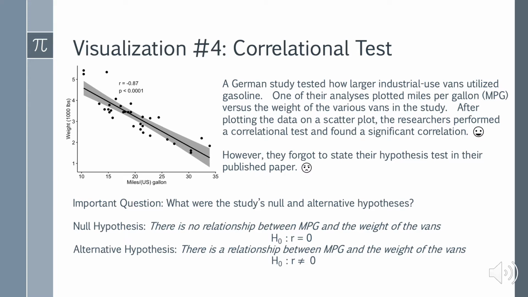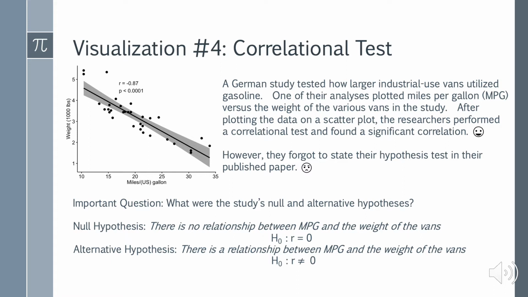A German study tested how larger industrial use vans utilize gasoline. One of the analyses plotted miles per gallon versus the weight of the various vans in the study. After plotting the data on a scatter plot, the researchers performed a correlational test and found a significant correlation. However, they forgot to state the hypothesis test in their published paper.